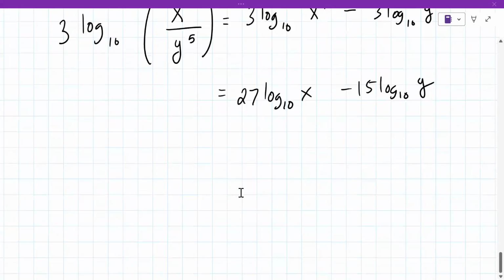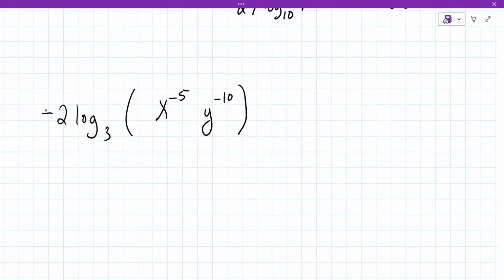So here's another example problem. Let's say I put a -2 in front because I can really put anything I want there. And what if I do this? X to the -5, y to the -10. I can have negative exponents, that's no big deal. This is a product inside here, so a product becomes a sum. This becomes -2 log base 3 x to the -5 plus -2 log base 3 y to the -10.